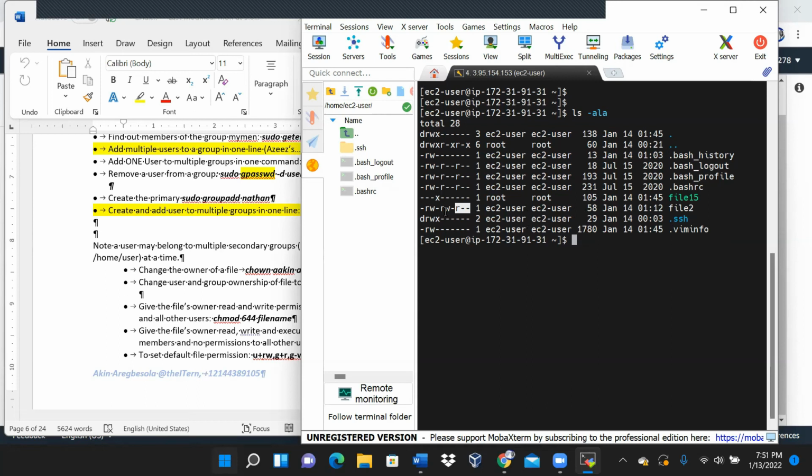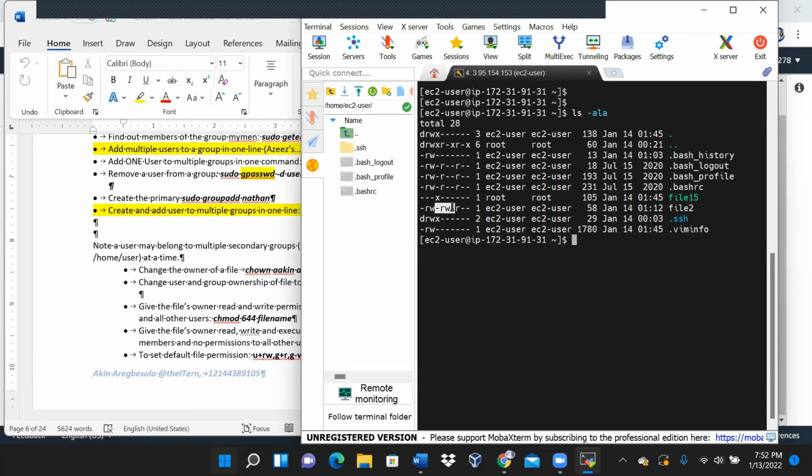So when I want to know what kind of permission the EC2 owner has over this file 2, I'll come here and read this. He has read and write permission. He's able to read the file. He's able to make changes to the file. That's the meaning of write. But he's not able to do any execution on the file.